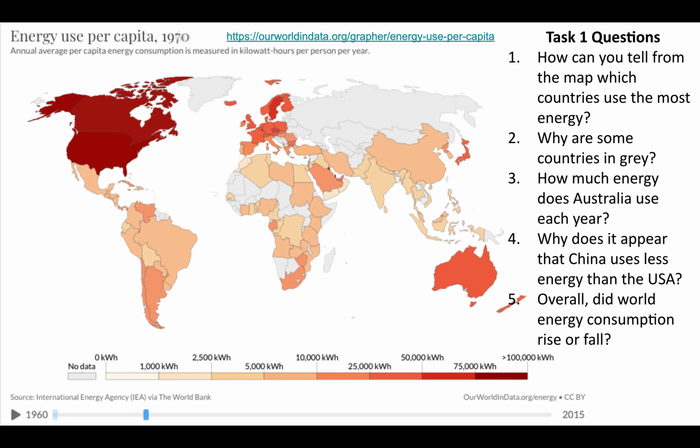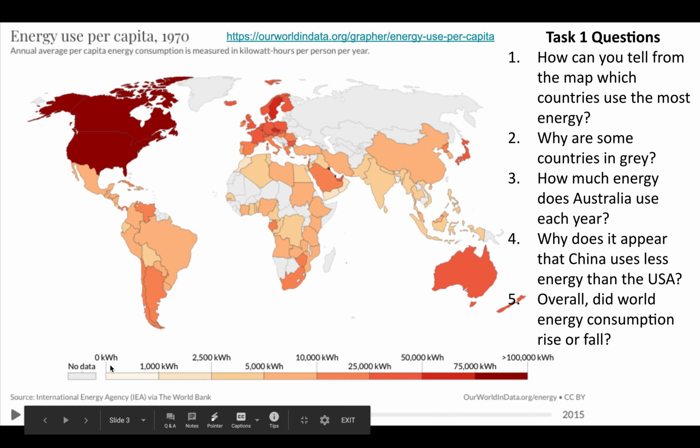So, second map, 1970. And now we've got a lot more data in this map. In the first map and in this one, there are still a lot of countries that are coloured grey. What does that coloured grey mean? It means that we actually don't have data that dates back to that. So if we look at our key down here, we can see that there's no data.